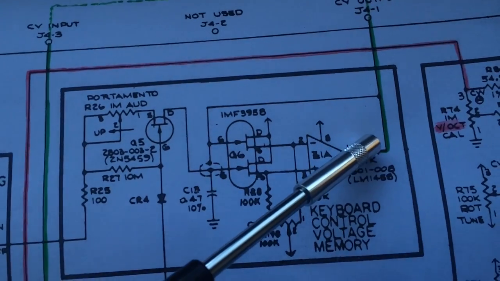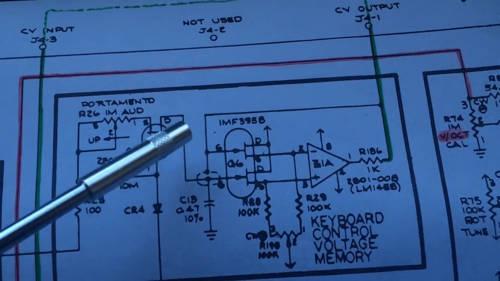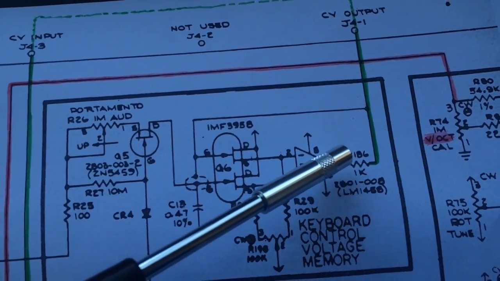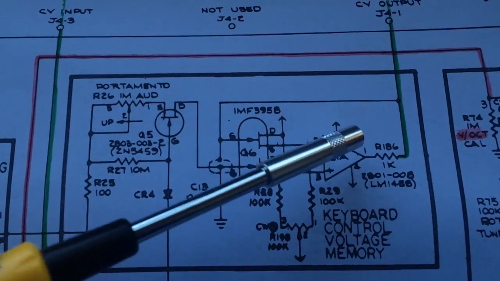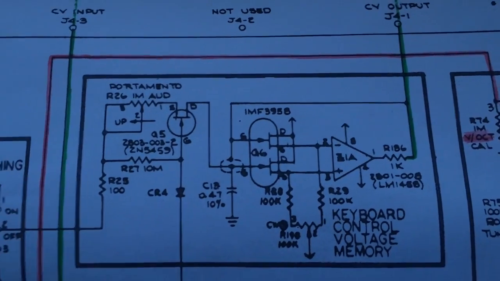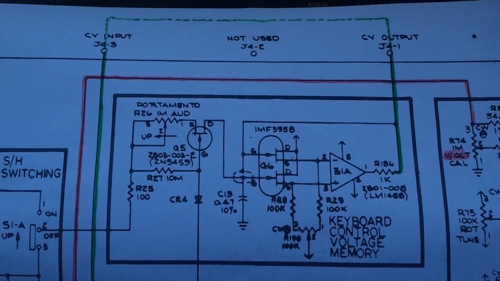the voltages coming out were correct, and they were held. So when we let in a new voltage, it was registered here and it was held here. So the CV memory and the sample and hold was electrically working. But when I put the synth back together, it still didn't work. So what's the problem?